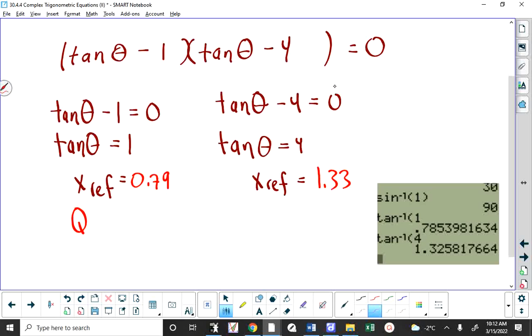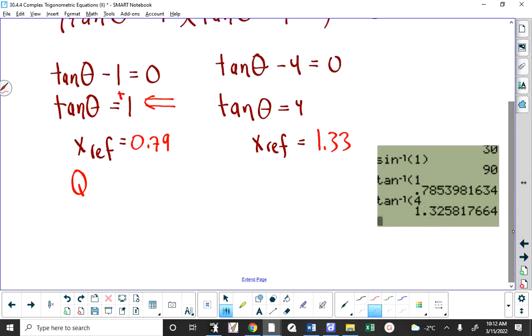Which two quadrants would tangent be positive in? Isaiah? Excellent. Quadrant 1 and 3. Quadrant 1 because, well, tangent is y over x. So y and x, to give us a positive tangent, have to both be positive or both be negative. So quadrant 1 or quadrant 3.